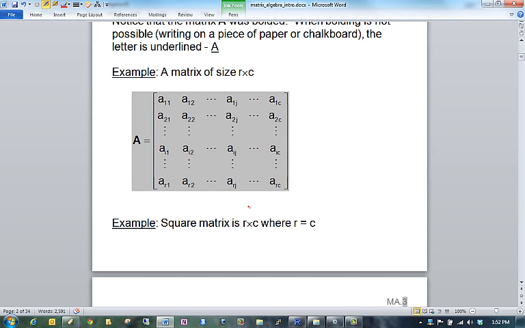In this class, we will often be working with square matrices. So, for example, if you've heard of a covariance matrix, that's always a square matrix. And a square matrix has the same number of rows as it does columns.